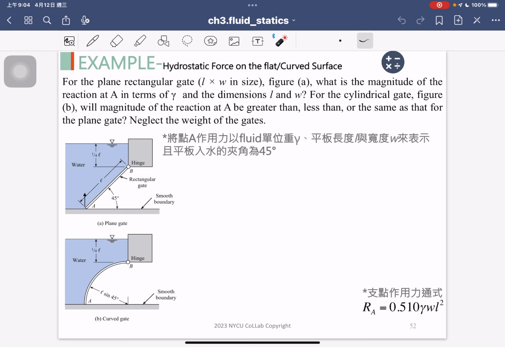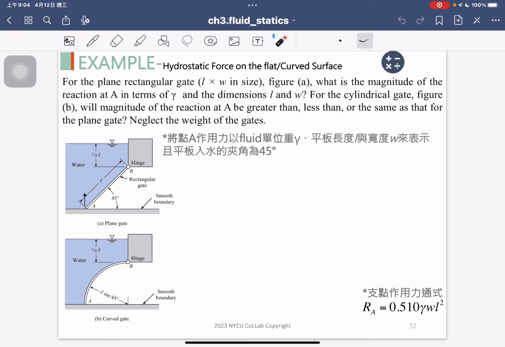So we start by considering the flat panel first. And the second question is that we change the shape to the curvature panels. So the first question is here: what is the magnitude of the reaction force acting at point A? And you don't need to provide certain numerical answers. You need to provide the answer based on gamma and the dimensions L and W. L, again, is the length of the panels, and W is the width of the panels.